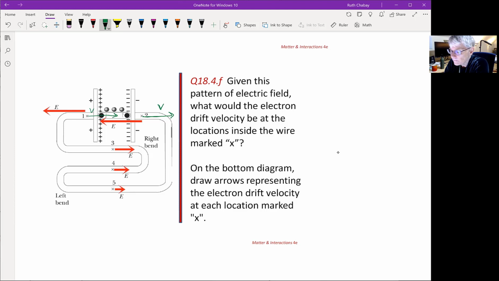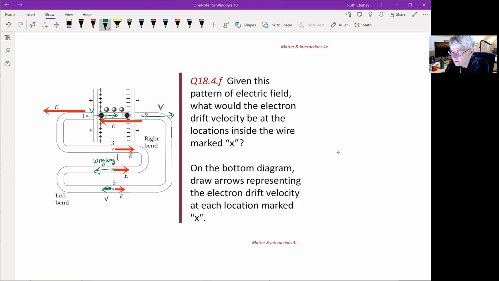And so down here at the bottom at location 5, the electrons would be moving opposite to the electric field, but their speed is a lot smaller than it is up at the top. So they're moving in the right direction, but the wrong speed. Now here we've got, at location 4, we've got a real problem because electrons are actually moving the wrong way. So we'd have electrons moving backwards in the wire.